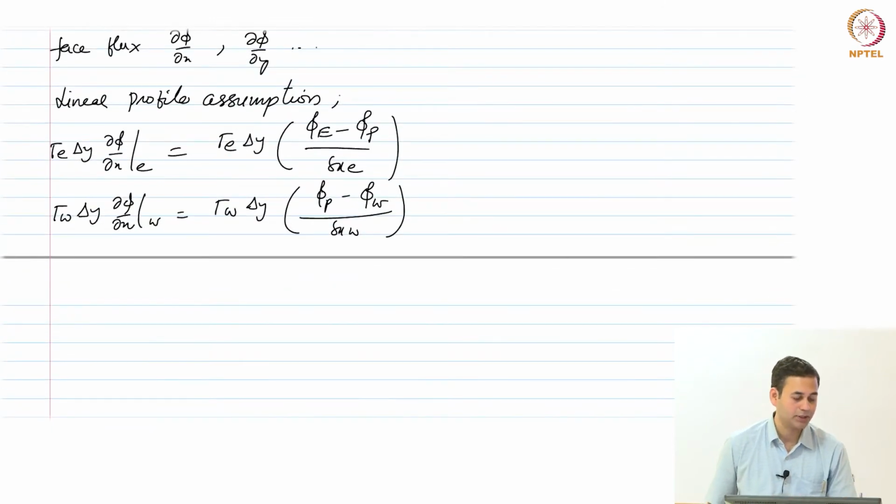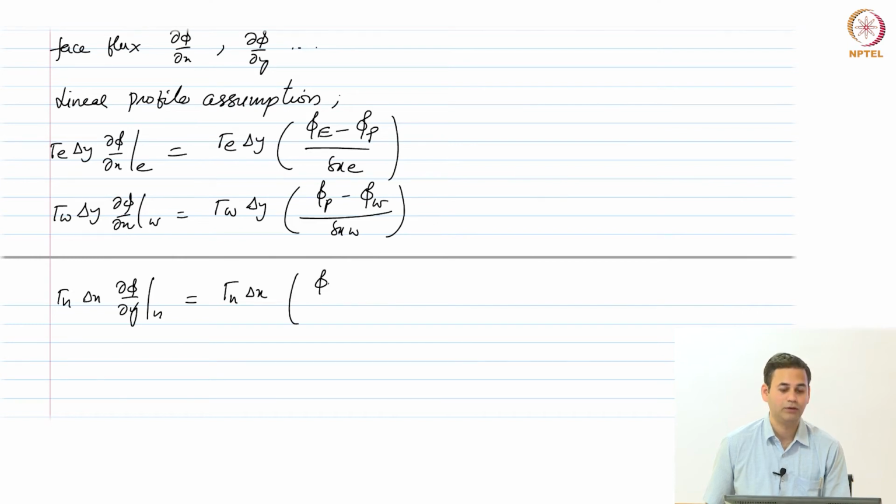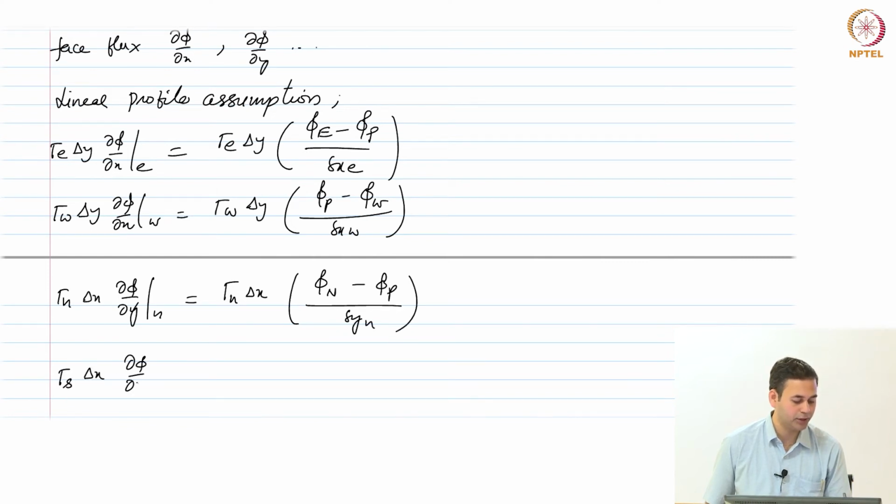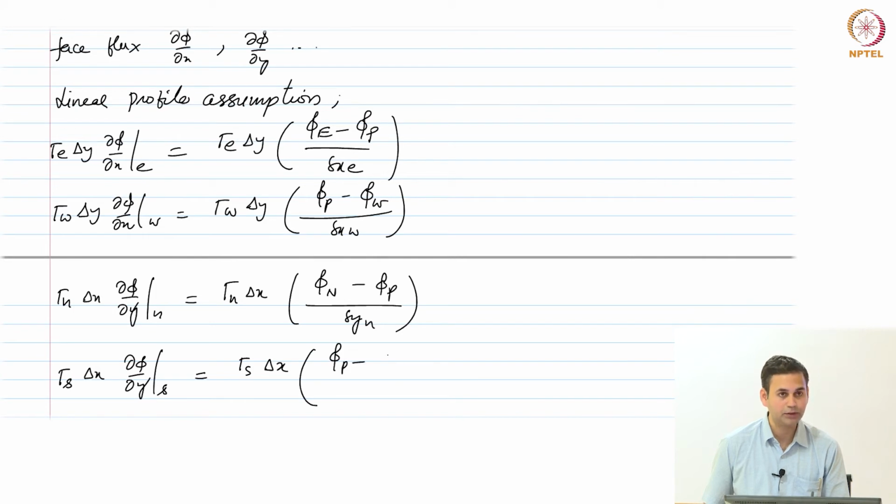Okay. What next? Gamma north delta x partial phi partial y north, right. This would be how much? Gamma north delta x times phi north minus phi P upon del y north. Okay. What about gamma south delta x partial phi partial y south? Gamma south delta x times phi P minus phi south upon del y south.